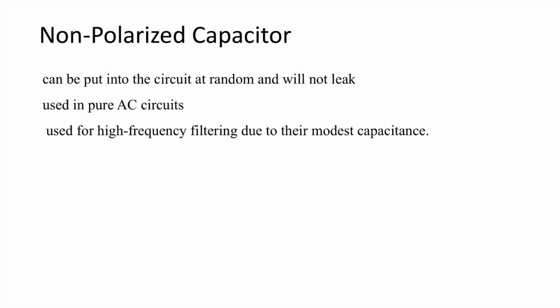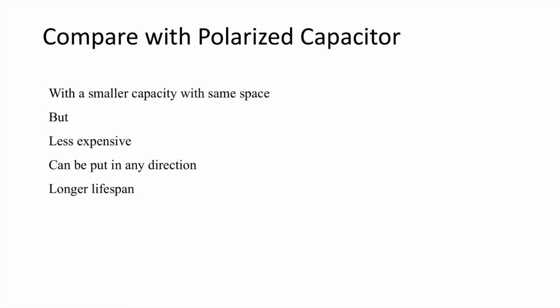Non-polarized capacitor has neither positive nor negative polarity. The two electrodes of a non-polarized capacitor can be put into the circuit at random and will not leak. Comparing polarized and non-polarized capacitor, a large capacity non-polarized capacitor is difficult to be made since the volume required is enormous. Non-polarized capacitor can completely replace polarized capacitor as long as the capacity, working voltage, volume, and other specifications are met.